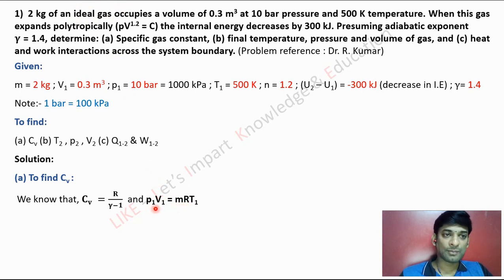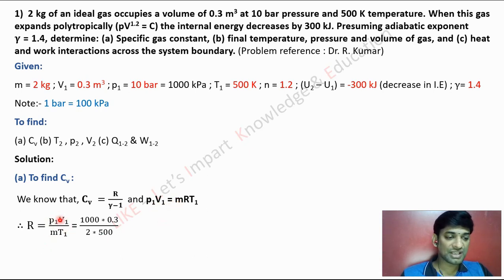If it is applied at the initial condition, that is P1 V1 is equal to MRT1. If it is applied in the final condition, this equation can be written as P2 V2 is equal to MRT2. So this equation can be applied anywhere when the working fluid is ideal gas. R is taken on one side, other terms are on the other side. Look at this, R is equal to P1 V1 divided by M into T1.